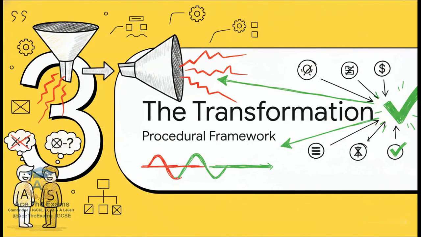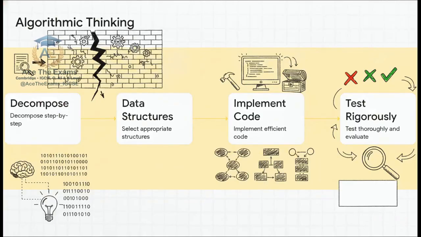All right, welcome to Act 3, the transformation. Let's apply this procedural framework. Let's look at how this builds the perfect algorithmic thinking process. There are 4 essential steps you need to drill into your head. 1, decompose step by step. 2, select appropriate data structures. 3, implement efficient code. And 4, test rigorously.